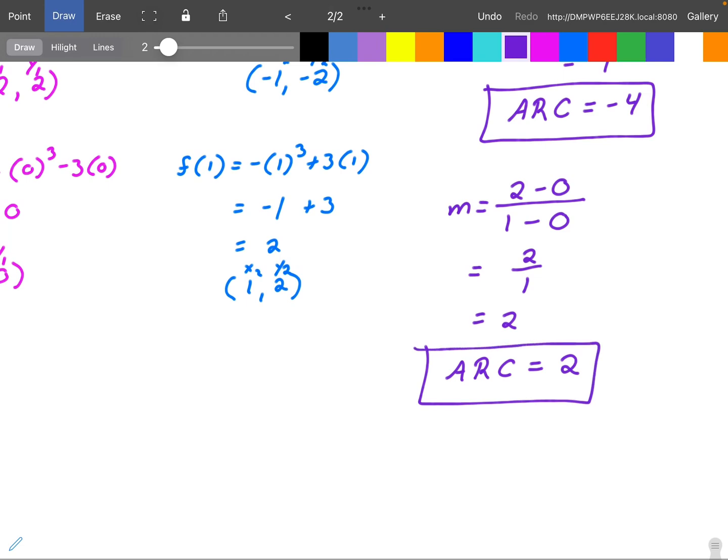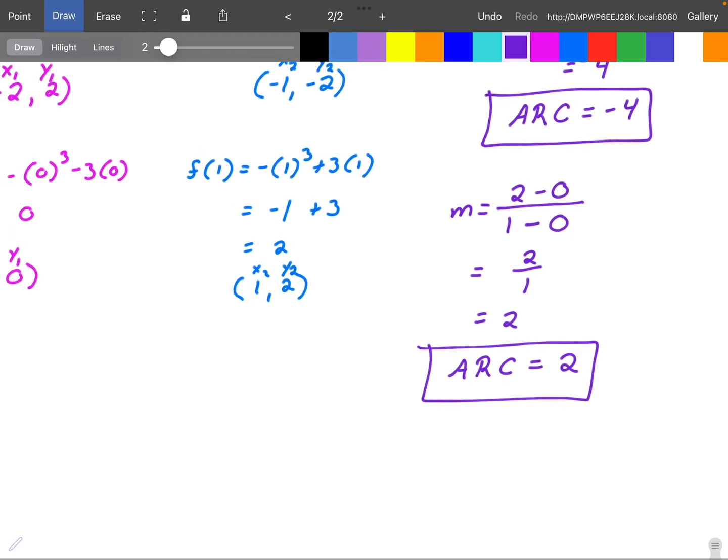Alrighty, and that is the end of section 1.4.